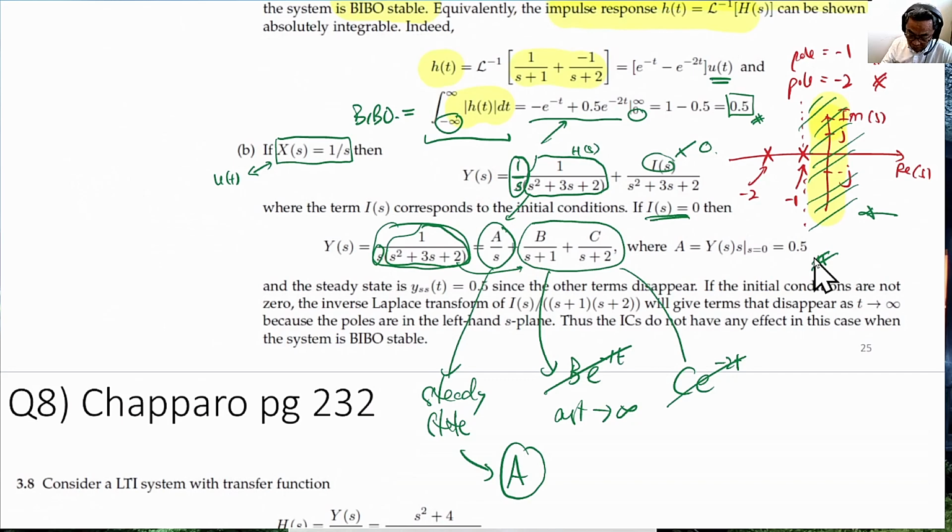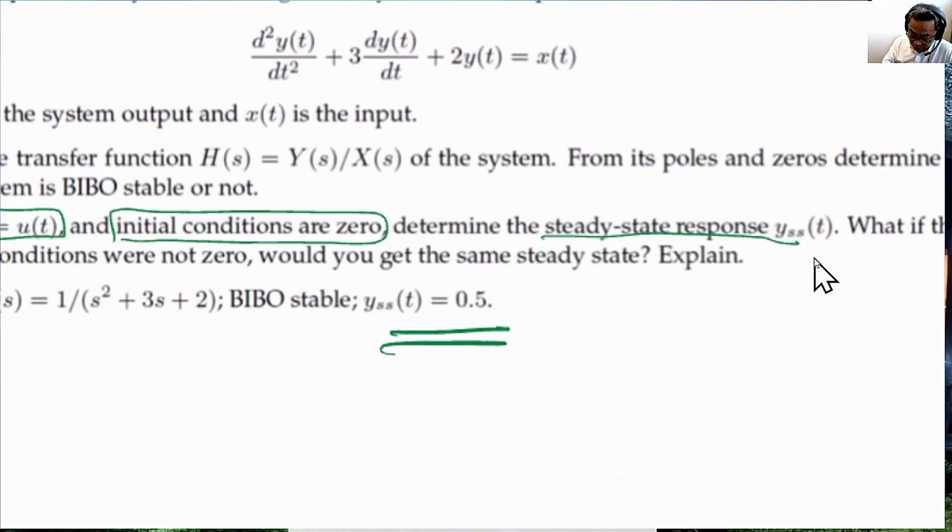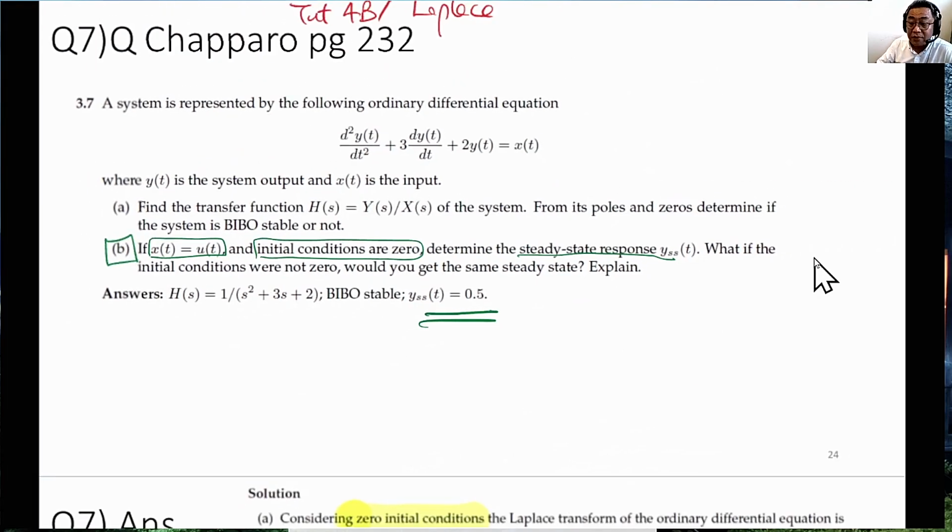This is the answer to our question. So simply for this question, the answer at steady state is y of output equals 0.5. Thank you.